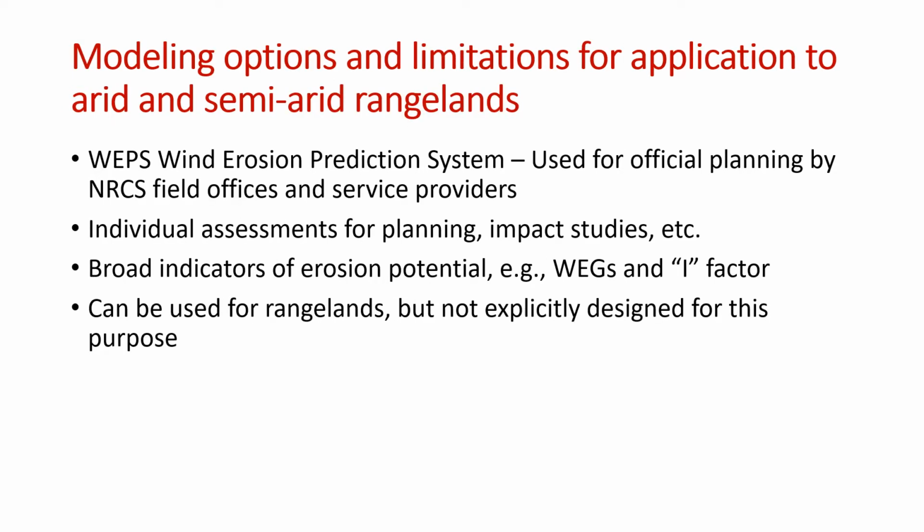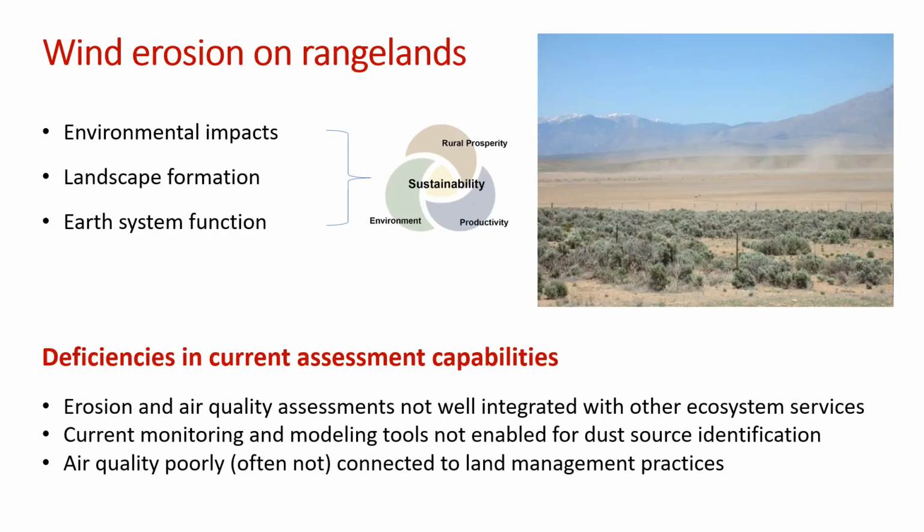There are several modeling options and broad indicators of erosion potential available for application to rangelands. These include the WEPS Wind Erosion Prediction System used for official planning by NRCS field offices. Also broad indicators such as the Wind Erodibility Groups and Wind Erodibility Index. While these models and indicators can be used for rangelands, they are often not explicitly designed for this purpose or have limitations. Aeolian processes are fundamental to arid and semi-arid systems.